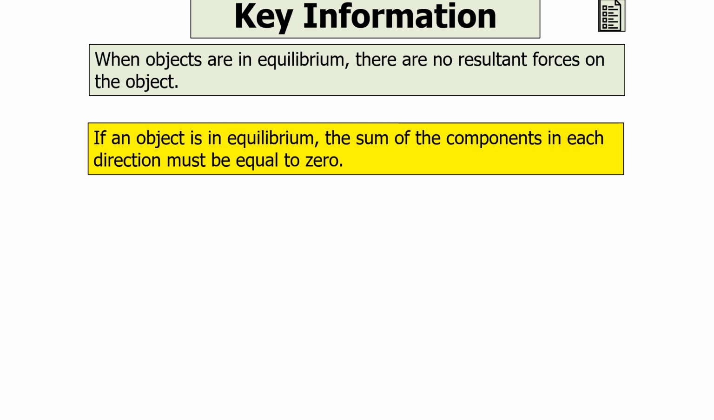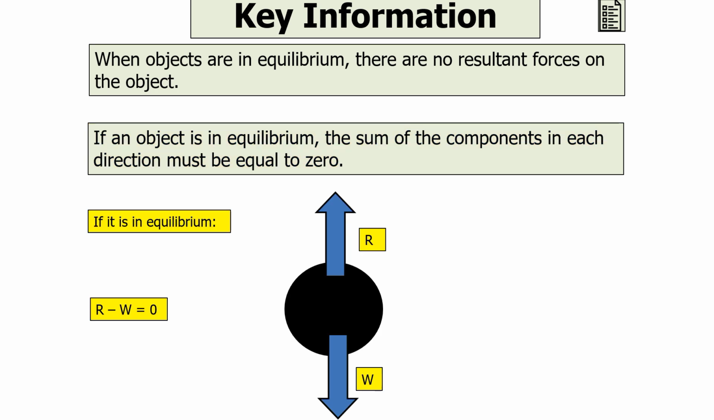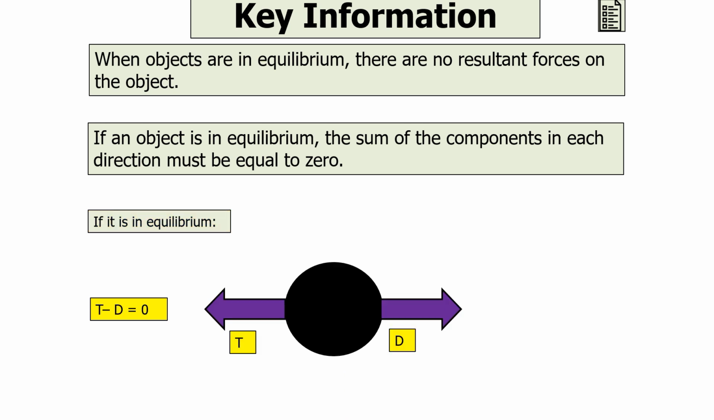So if an object is in equilibrium, the sum of the components in each direction, horizontal or vertical, must equal to 0. So if it's in equilibrium, we can say that R minus W equals 0, which allows us to rewrite it as R is equal to W. In this example here, if our object's in equilibrium, we can say that T minus D equals 0, which we can rearrange to say T equals D.